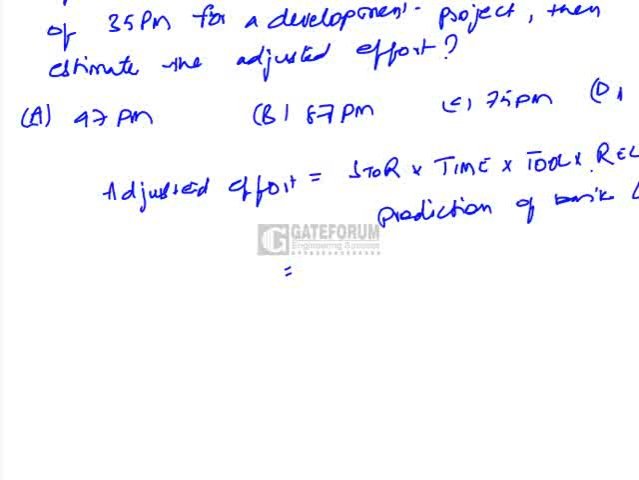So if we substitute the values, 1.33 into 1.22 into 1.14 into 1.50 into 35 person months, we will be getting adjusted effort approximately 97 person months, which is option A.